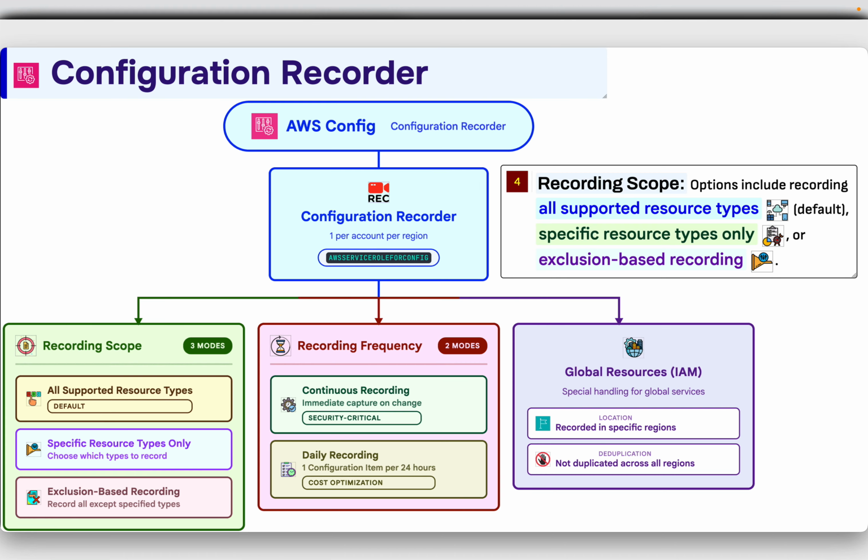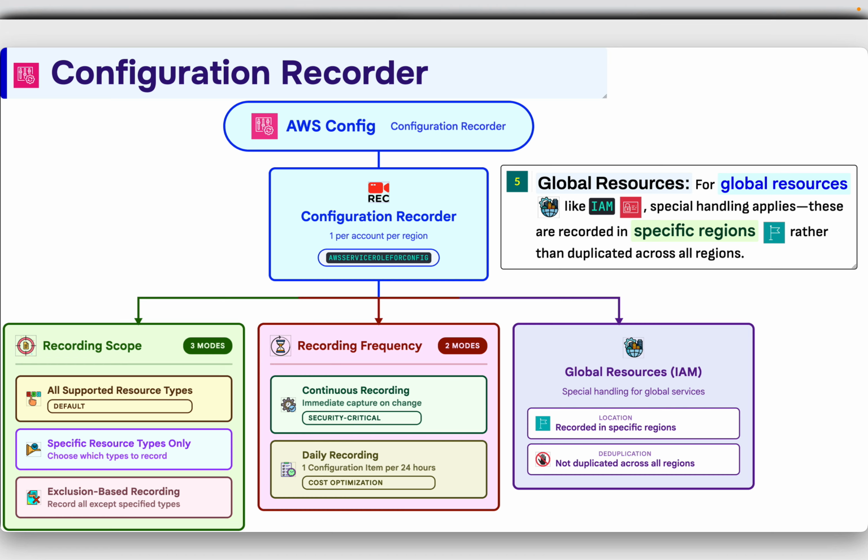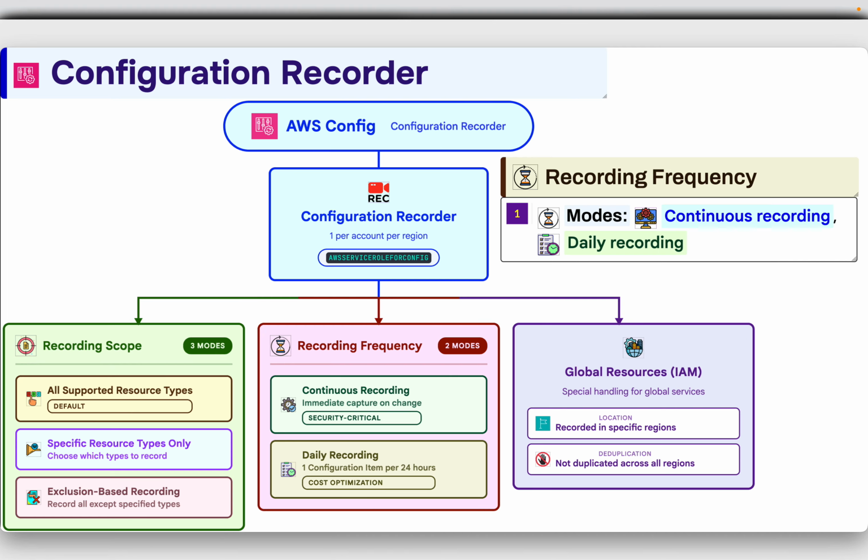Recording scope. Options include recording all supported resource types, which is the default, specific resource types only, or exclusion based recording. For global resources like IAM, identity and access management, special handling applies, as these are recorded in specific regions rather than duplicated across all regions.